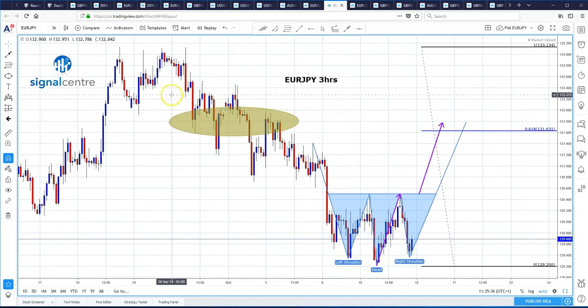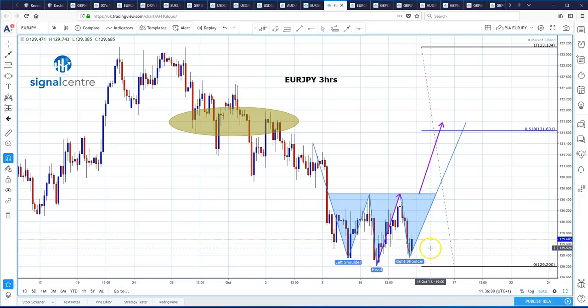Euro yen, is this a 5-wave pattern? Well, if it is, it's pretty messy. 1, 2, 3, 4, again an overlap, and then down in 5. Could this be seen as 3, 4? I don't really like it. What I do like is the potential of a head and shoulders formation. So left shoulder, head, right shoulder.